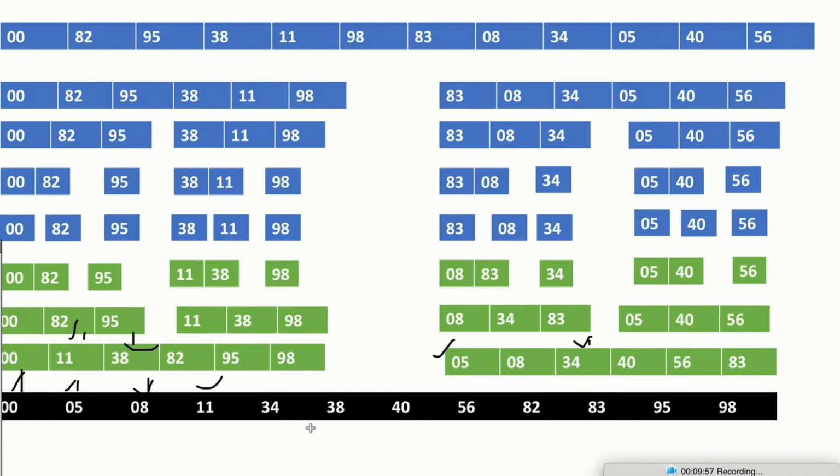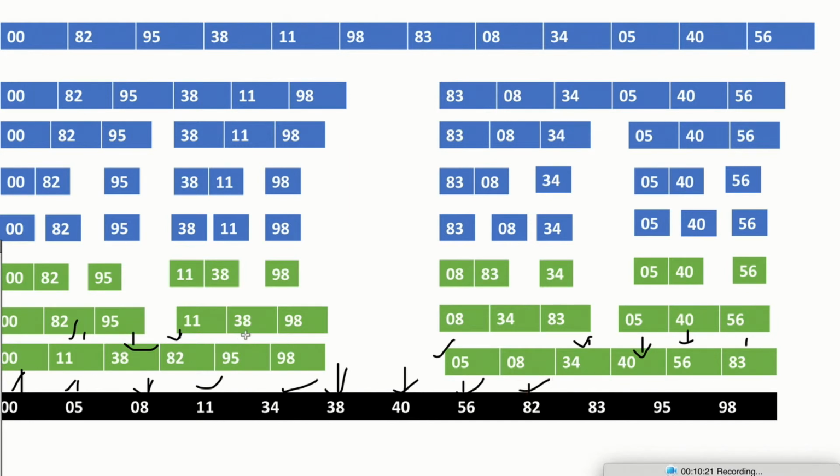34 and 38, 34, okay. 40, now 40 and 38, we put 38 here. Now our pointer moves to 82. Now we'll compare 40 and 82. 40 is smaller, we put 40 here. 56, 56 and 82, 56 is smaller, we put it here. 83, 83 and 82, 82 is smaller, so we put it here.